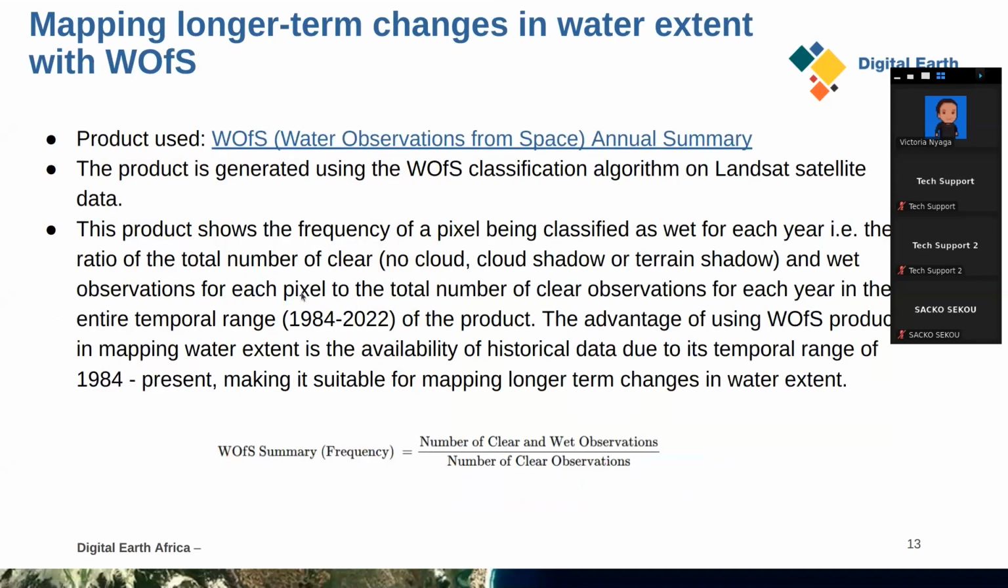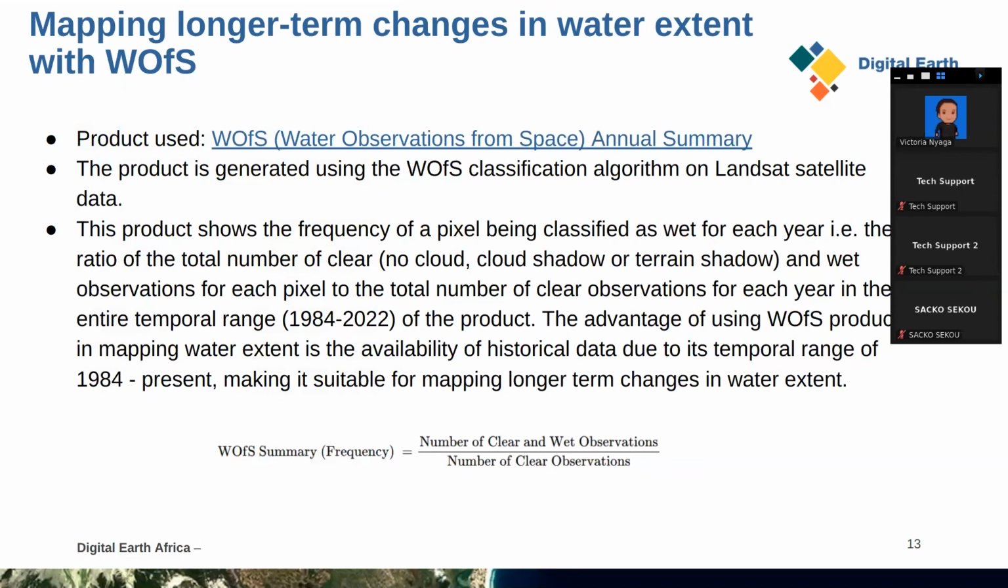The next notebook we'll talk about is mapping long-term changes in water extent using the Water Observations from Space annual summary product. A bit about this product: the WOfS feature layers, the annual summary, and also the all-time summary are all generated by applying the WOfS classification algorithm on Landsat satellite data.